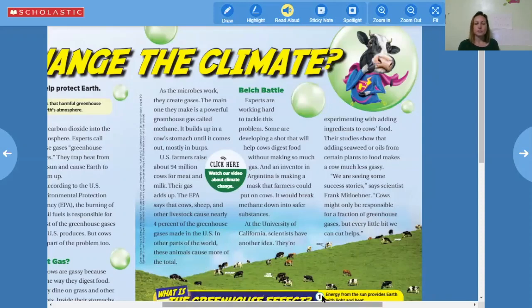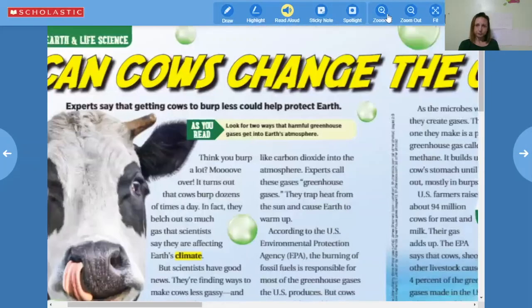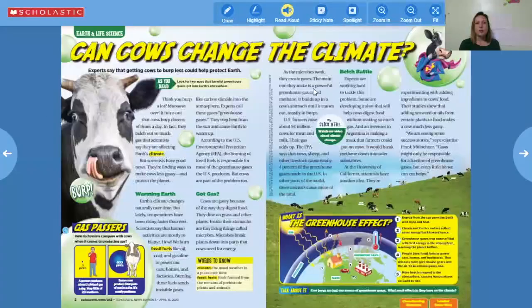So we know that the author wrote this article to inform. There were many, many facts in here. So we know it's to inform. We know it has many facts. But why was the author writing to inform? What did the author want us to learn? The author wrote to tell us about how gas from cows is causing climate change, and scientists are looking to cut down on that gas.